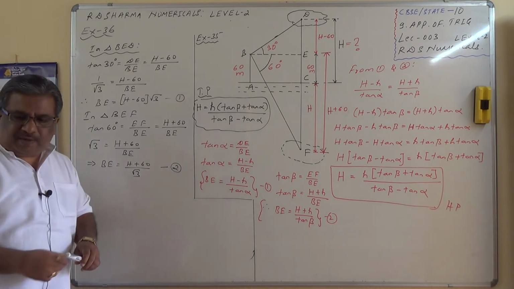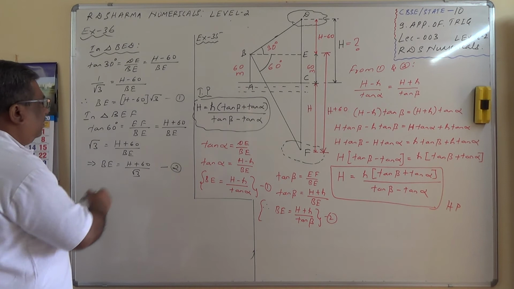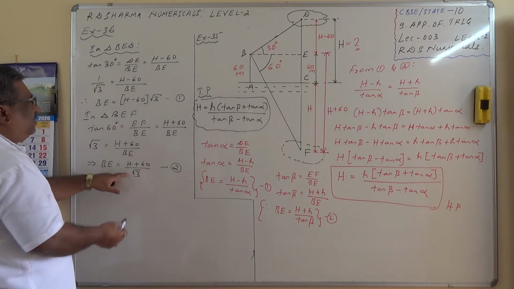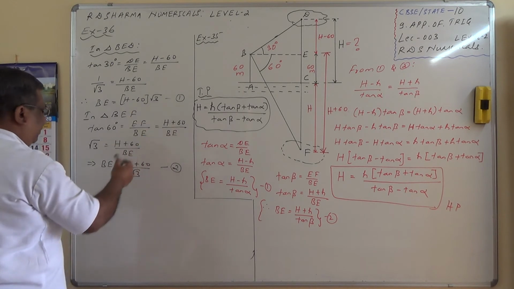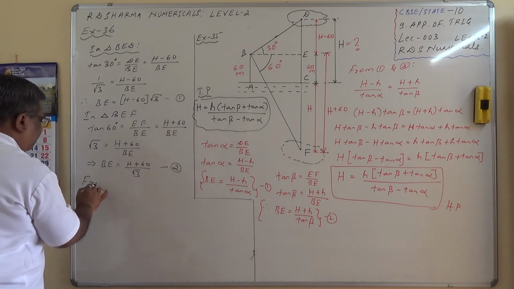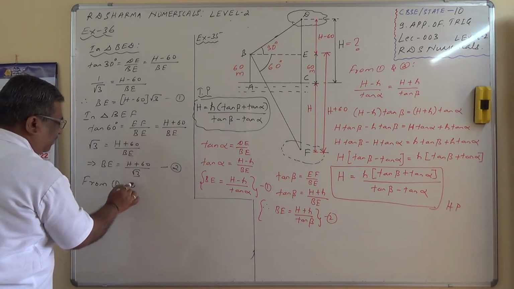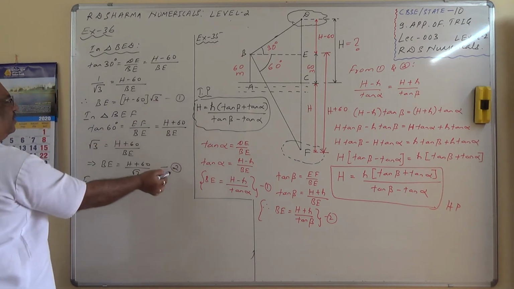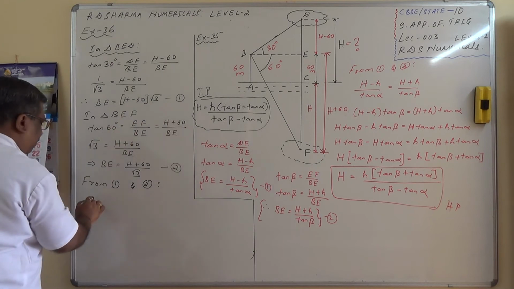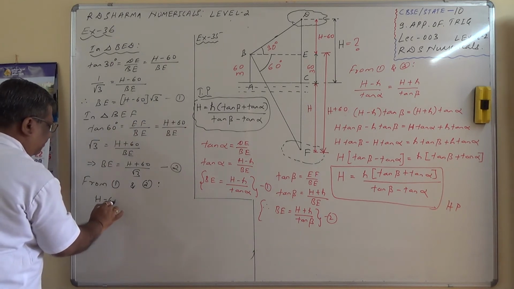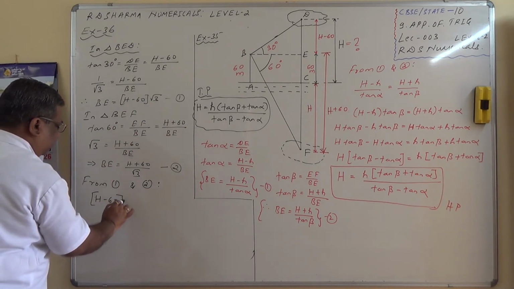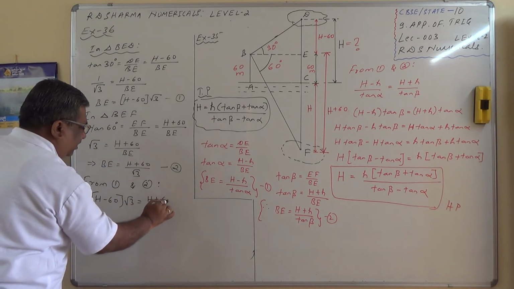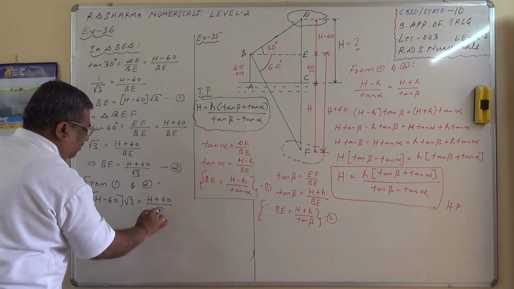Now let us see what we have to do. From 1 and 2, BE equals this one, BE equals this. Therefore, I am equating these two. From 1 and 2, H minus 60 times root 3 equals H plus 60 divided by root 3.